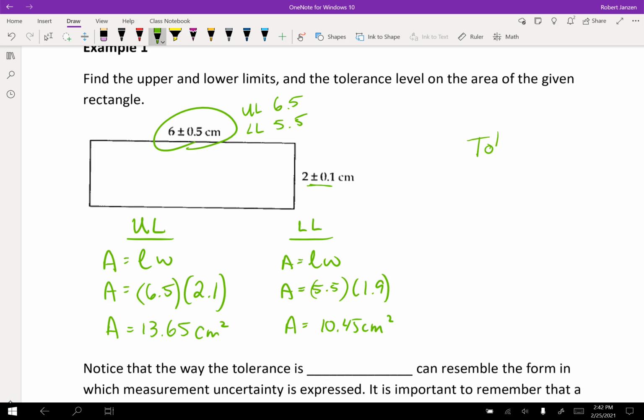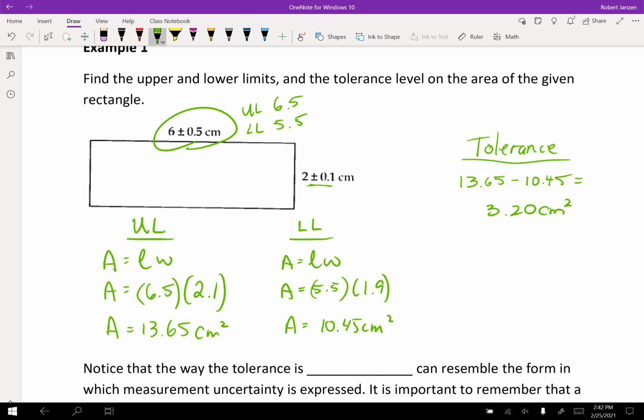So now let's figure out what is the tolerance. The tolerance is what it is from the highest to the lowest. What is the upper limit, take away the lower limit. And this turns out to be 3.20 centimeters squared. So you've got to look at your answer to find the tolerance here.